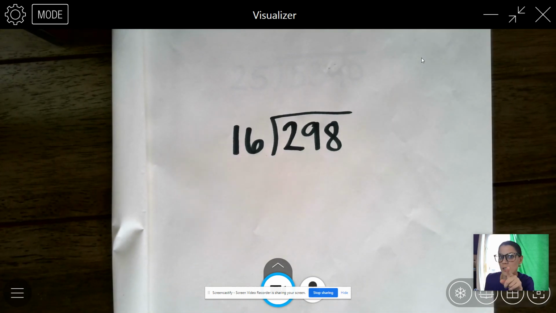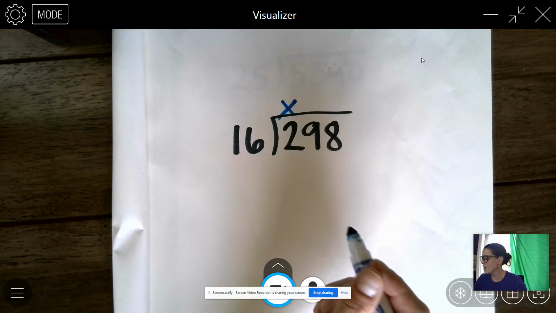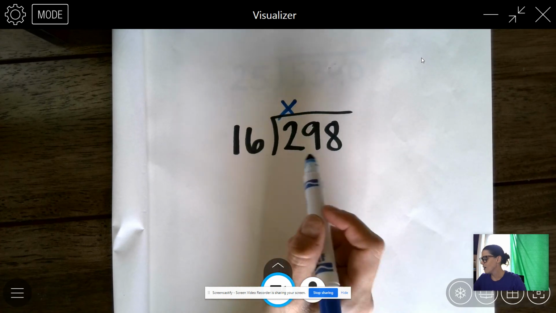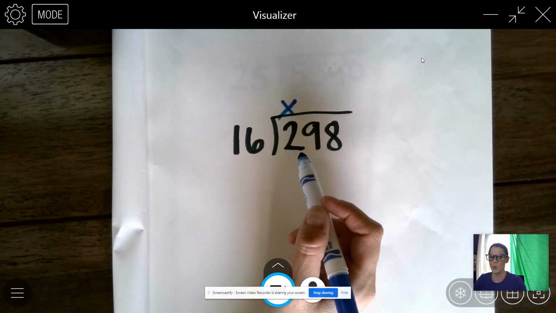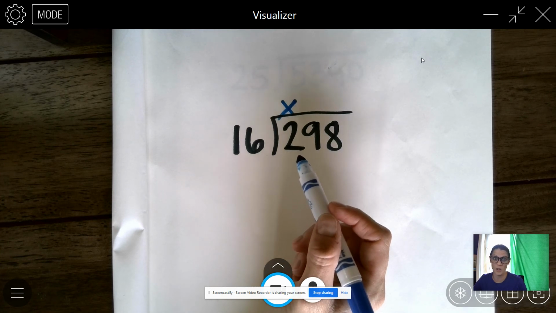Okay, so pause. Oh, welcome back. Nice to see you. So let's go ahead and tackle this problem, shall we? 16. How many times can 16 fit into 29? Well, it actually can only fit into 29 one time.